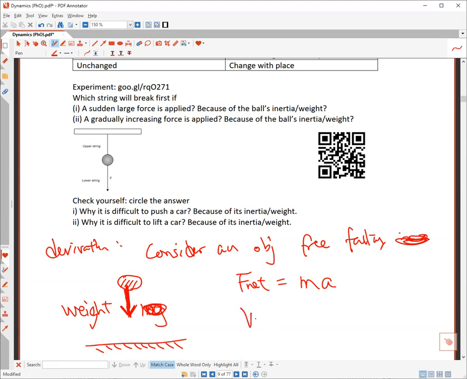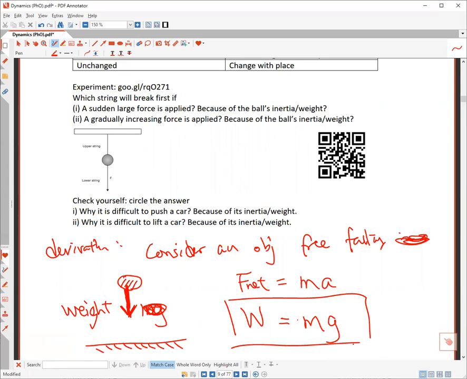So we use the symbol W to represent the weight, and mass, and the acceleration. We know that the acceleration due to free fall is g, so we just replace the acceleration by g. Then we have derived the formula W = mg. It's derived from Newton's second law.